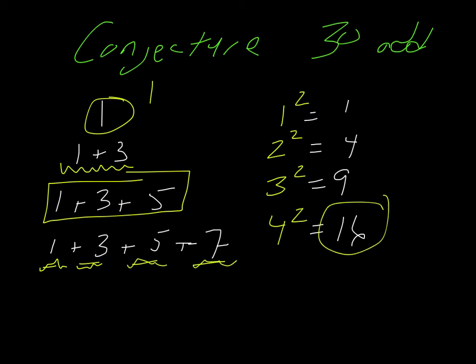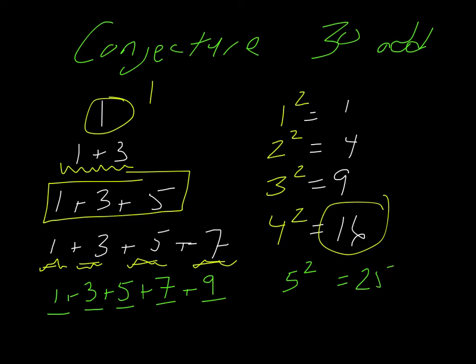Now I can test it if I want to by extending this pattern and saying what happens if I have 1, 2, 3, 4, 5 terms. That should be 5 squared. Let's test it. Ready? 1, 3, 5, 7, and 9. 1 plus 3 plus 5 plus 7 plus 9 would equal 25. And 5 squared is 25, so our actual inductive reasoning, the pattern that we observed, is correct.